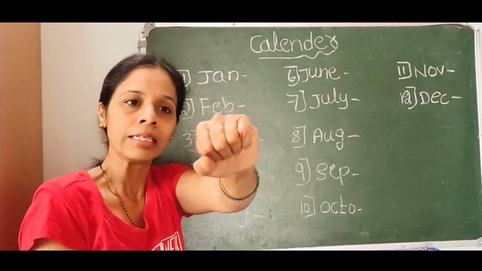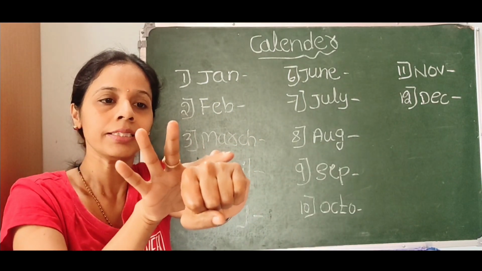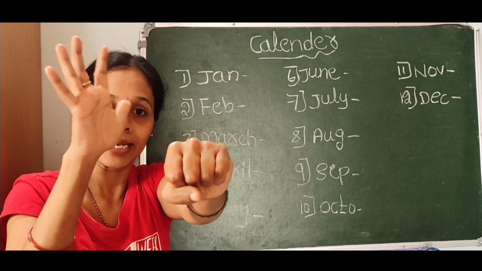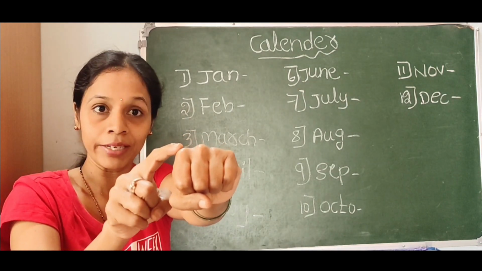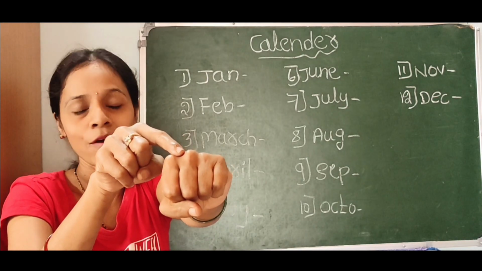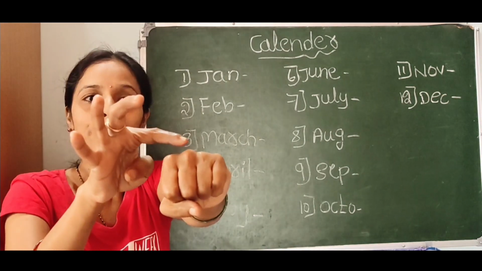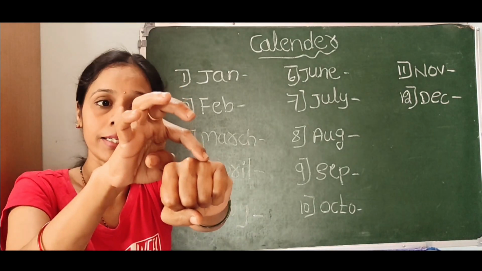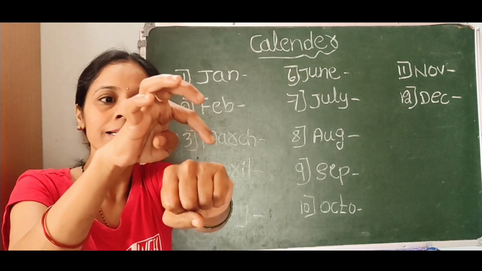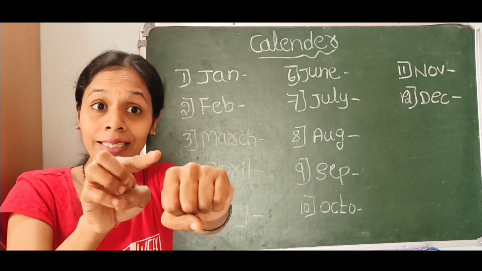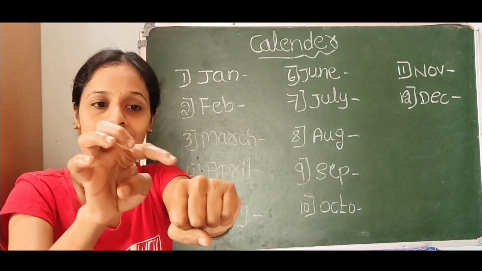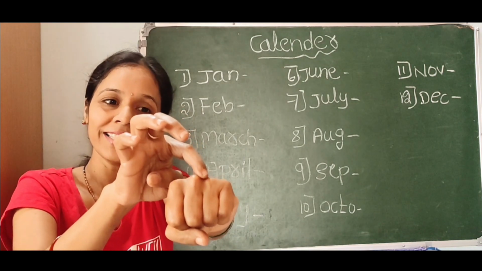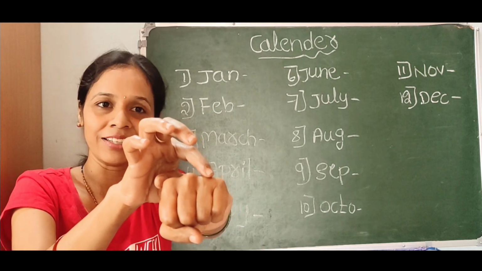Okay? Consider this is the left hand. See, the upper part indicates 31 days, the lower part indicates 30 days. Consider January: 31. February, we all learned, is 28 days. March is also 31 days. April 30 days. May 31 days. June 30 days. July 31 days. Again August is also 31 days. September 30 days. October 31 days. November 30 days. December is also 31 days.